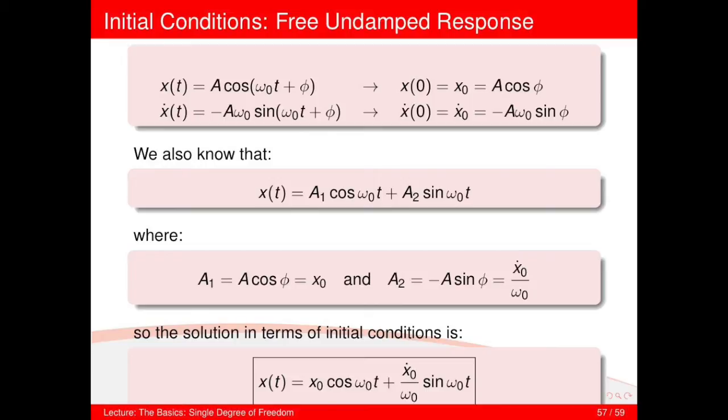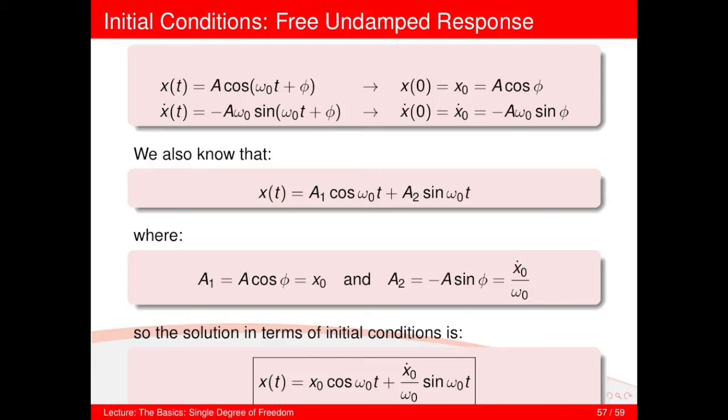And here, if you take the derivative of this equation, obviously you get an omega naught that comes out, and the cosine turns into a minus sine. So you end up with minus A omega naught sine of omega naught t plus phi. Plug in 0 for t in here, and you end up with minus A omega naught sine of phi over here. So that's x dot subscript 0.